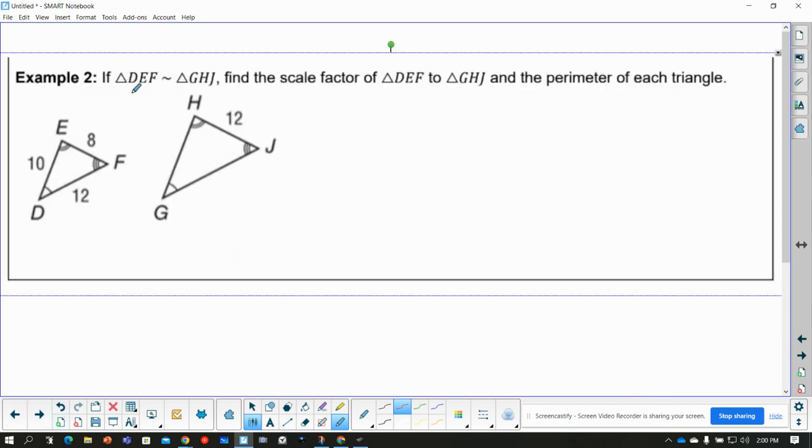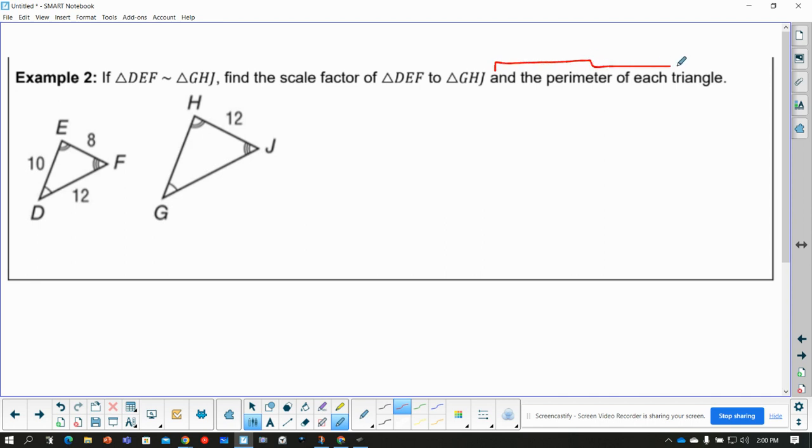Let me do the second example. This one says they're similar, find the scale factor and the perimeter. We'll talk about the perimeter in just a second. Let's first find the scale factor. Let's see if we've got anything that matches up. This 12, I don't know what it matches up with. The 8 matches up with this 12. These sides match up: two arcs, three arcs, two arcs, three arcs. So the 8 matches up with the 12.